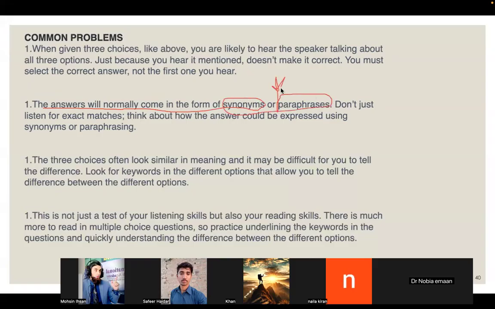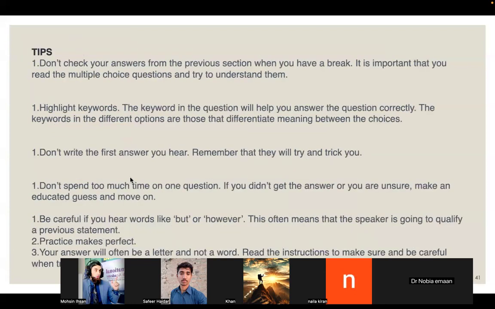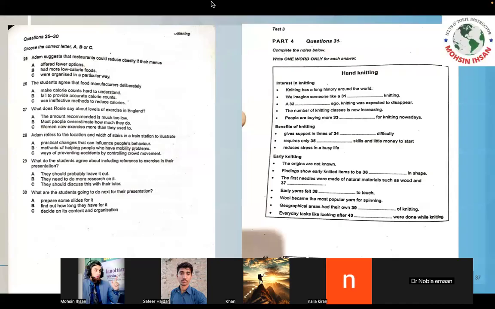The option that might not seem correct to you will be the correct one. Don't just listen for exact matches. Exact matches are the wrong options. Think about how the answer could be expressed using synonyms and paraphrase. This is a very interesting point, right? When you read a question, for instance, you think how it can be synonymized. The words used are "the amount recommended". They can say "the point suggested" or "the total thing suggested is much too low, is very less". So this can be paraphrased in this way.